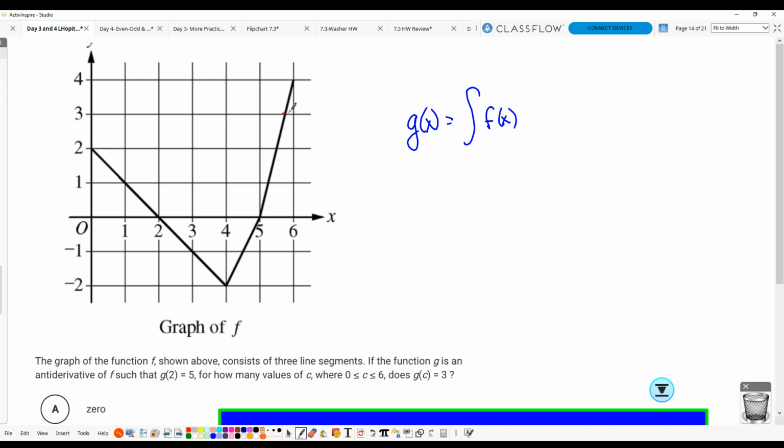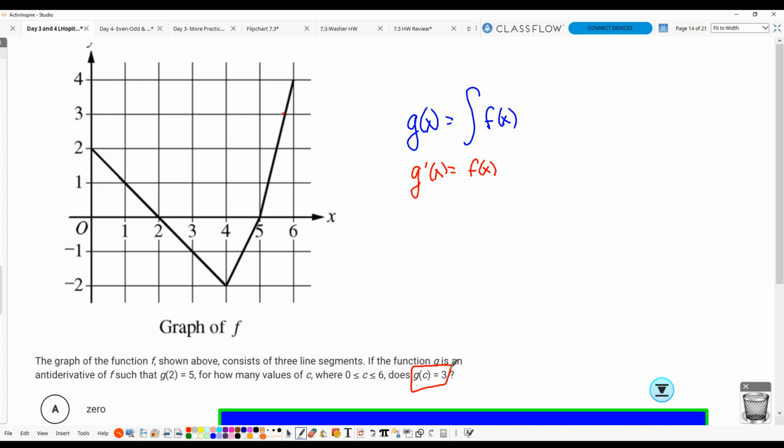Well, let's check. The function G is the antiderivative, so it's the integral of F. So G prime equals F. Natalie, what were you going to say? How do I find out what G equals? Mario?